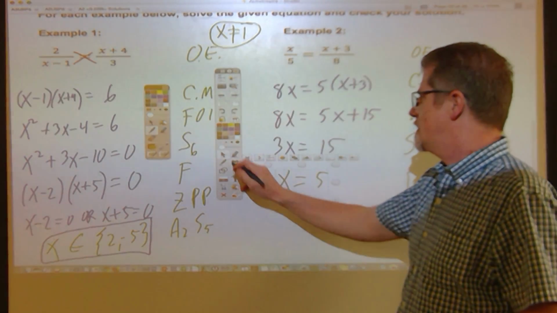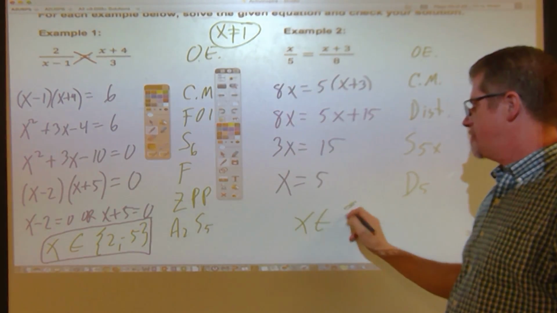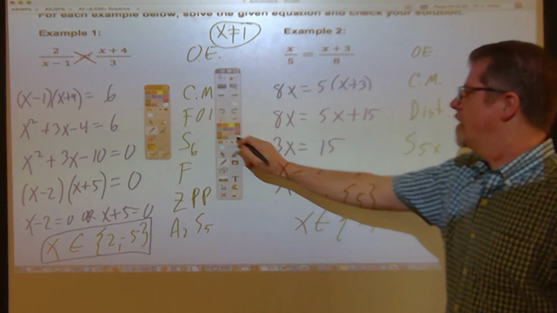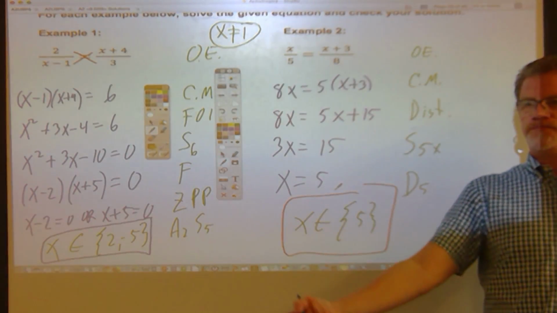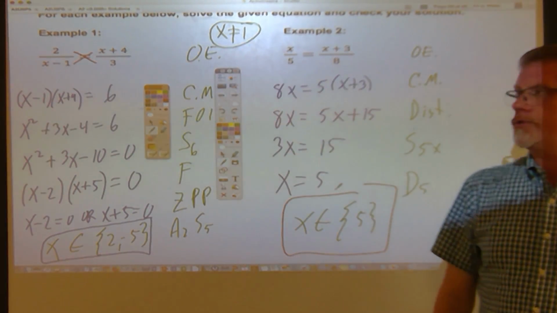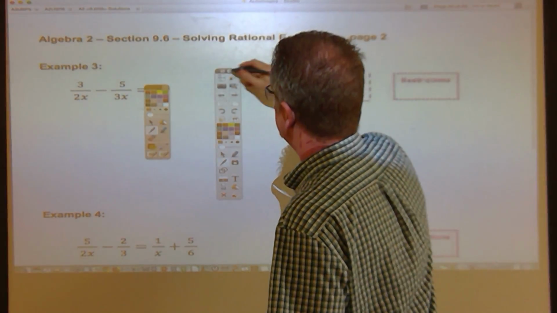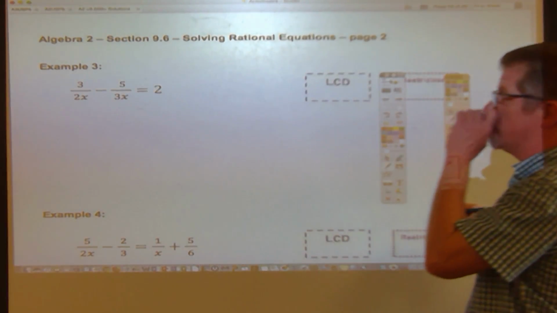So any questions on how to get x equals 5? In set notation, by the way, that would be x is an element of the set 5. Last call for questions on example 2. Right now, let's go to page 3, or to example 3. This time, cross multiplication is not our first move.